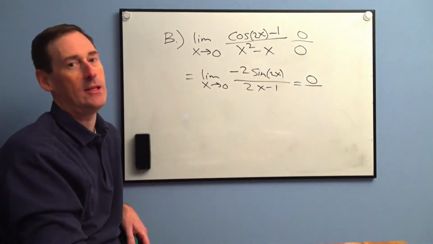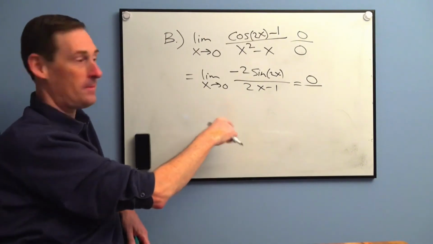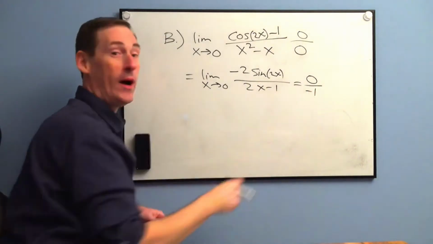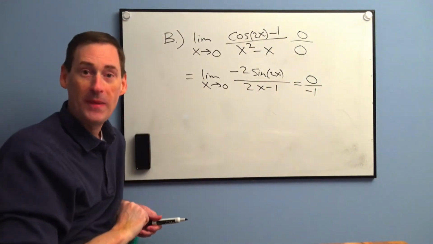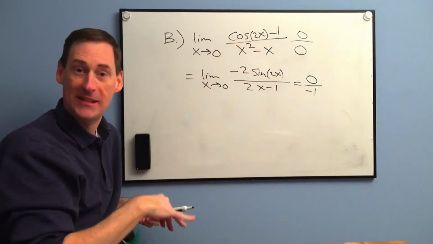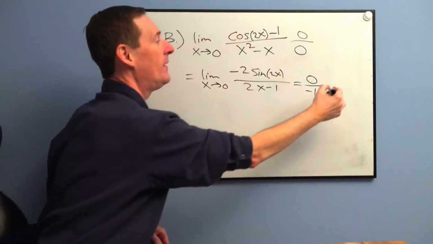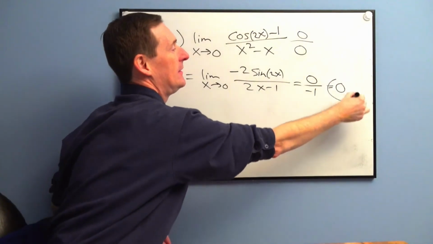Oh no, we're going to get indeterminate form again? Nope. Take 0, plug it in the bottom. 0 minus 1 is negative 1. Determinate. It is okay to have 0 over a non-zero, right? 0 over anything is 0. That is a determinate answer.